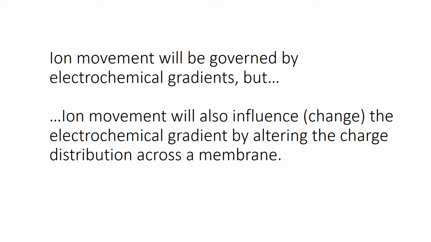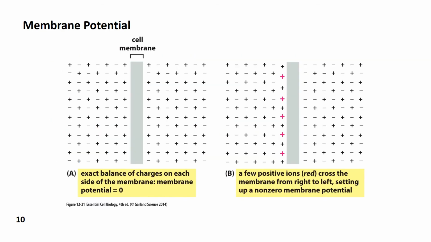While ion movement is governed by the electrochemical gradients on either side of the membrane, ion movement will also change the electrochemical gradient because we're talking about the movement of a charged particle. Let's see how this might work.